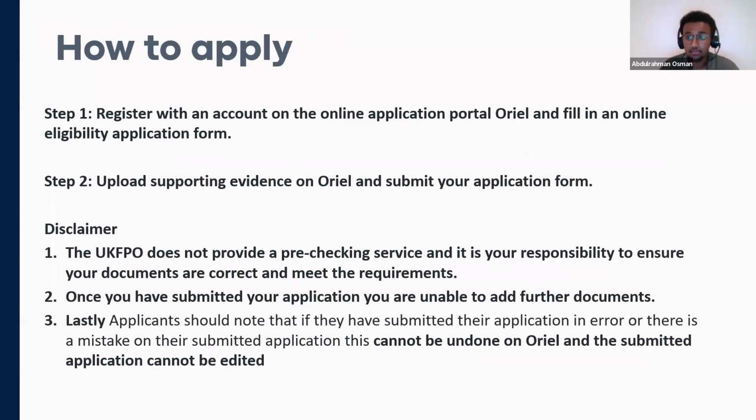So how to apply to F1. It's all on a website called Oriel, and you fill in an online eligibility application form, and then you just upload all the requirements that they ask of you.